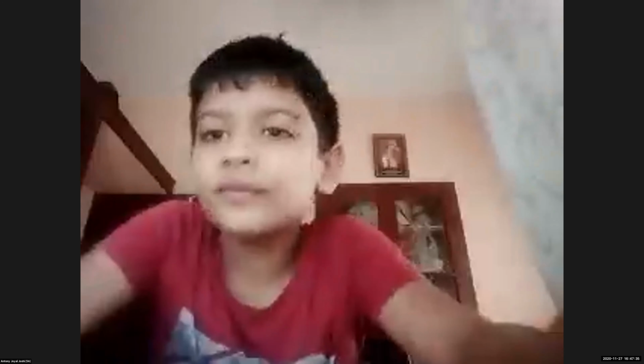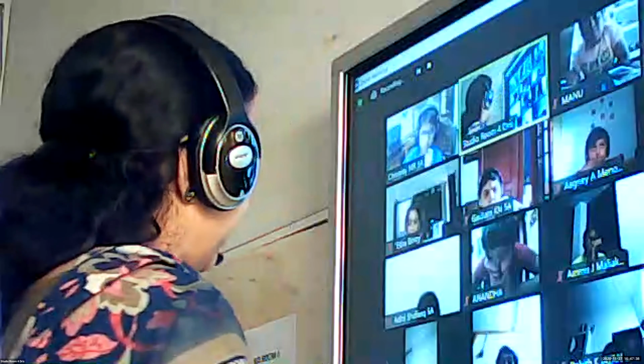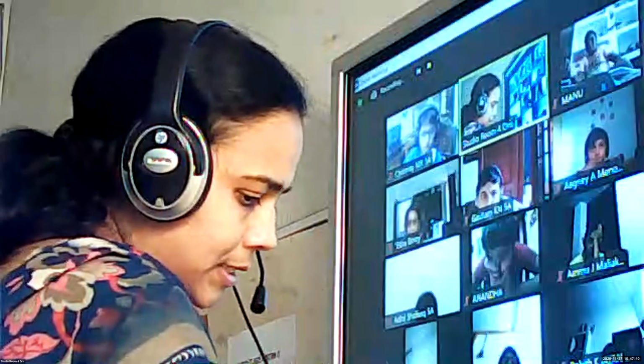So what is the denominator here in 1 by 2? 2 is the denominator. So what is the full here? 2 by 2. Understood? 2 by 2 minus 1 by 2. So I'm going to take 1 by 2, which we have already found out. So we can write the next step.